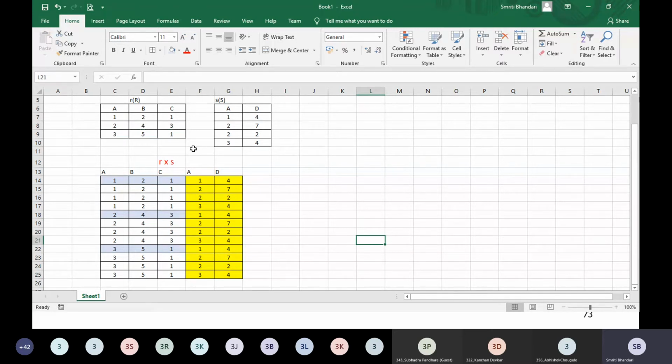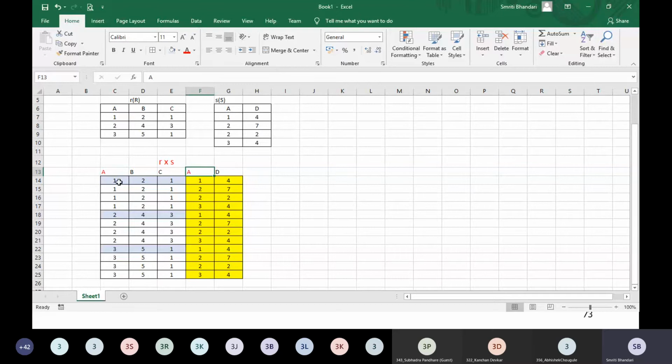So how many total number of tuples we will be having? 3 into 4. So 12 tuples we should have. Right? So we are having those 12 tuples in our R cross S. But if we look at these tuples, we are having the common attribute here, that is A. A is common in both.